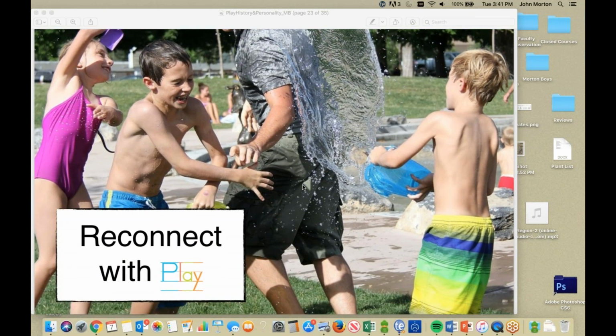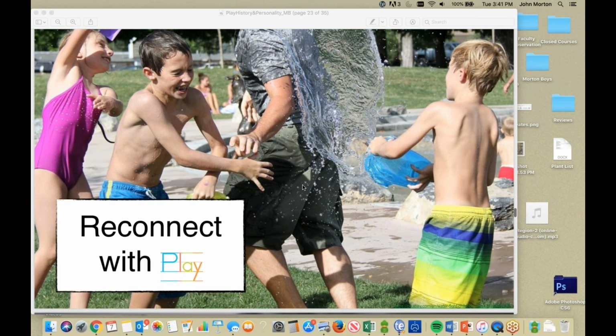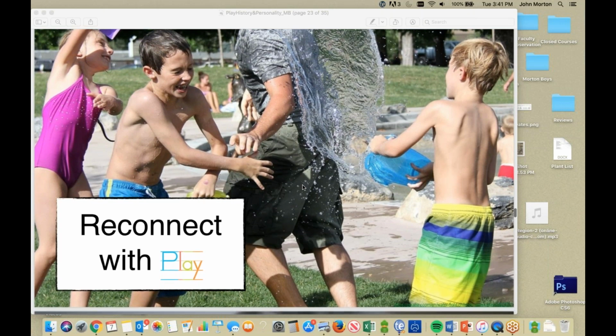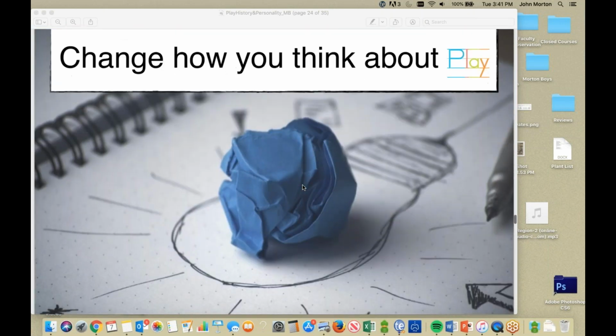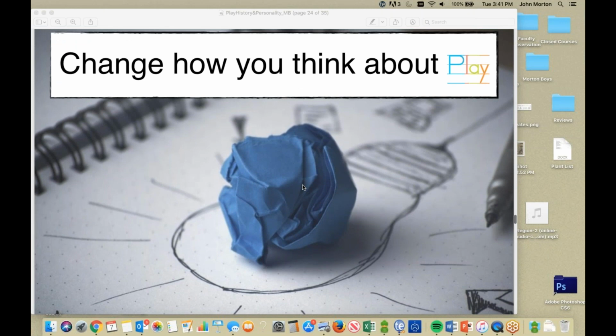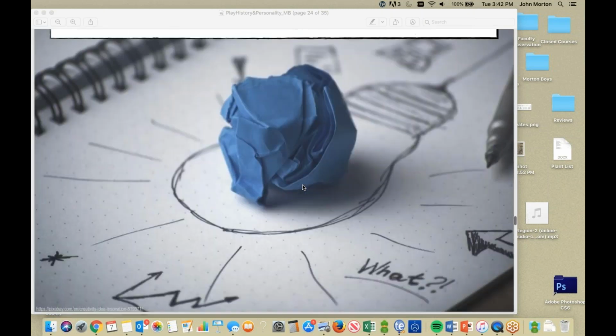So reconnecting with play, it can look a lot of ways. Change how you think about it. If play has been a four-letter word, something that you haven't been engaging in, something you've been trying to avoid, acknowledge that it may have some potential. It may be good for you. It may lend itself to furthering other goals you have.